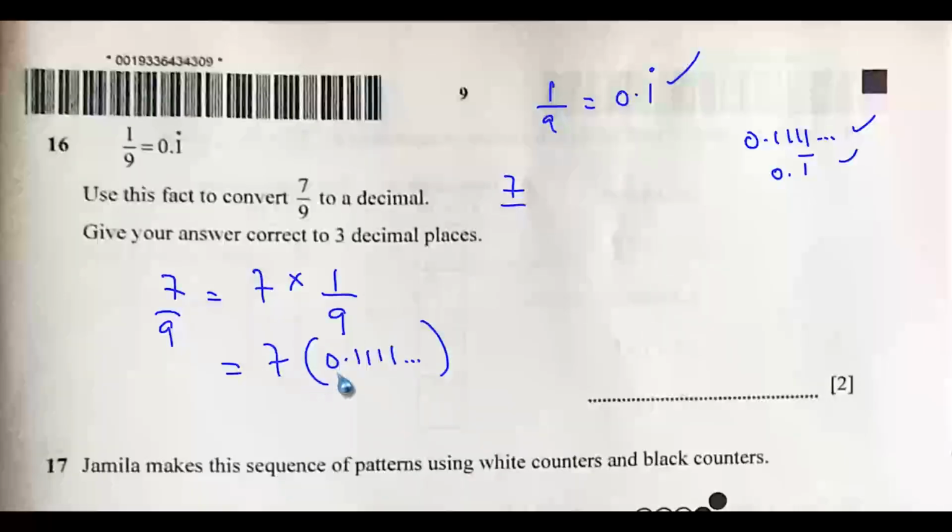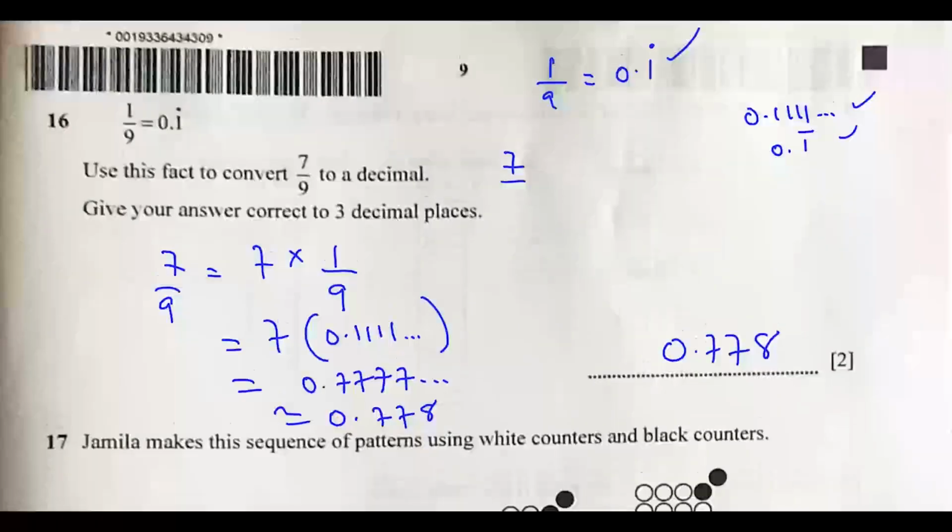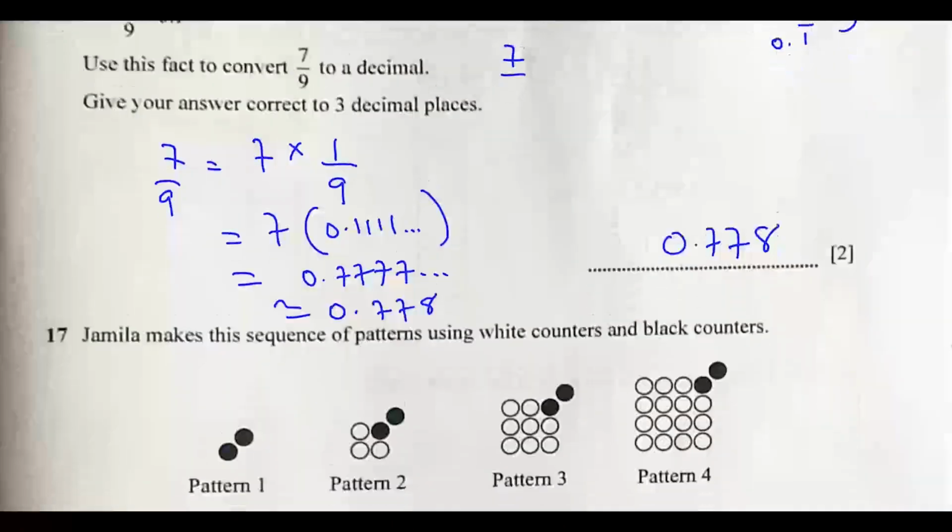If you now multiply 0.1111 by 7, this will give us 0.7777 and so on. If you now round it to 3 decimal places, this will be approximately 0.778. So we have 0.778.